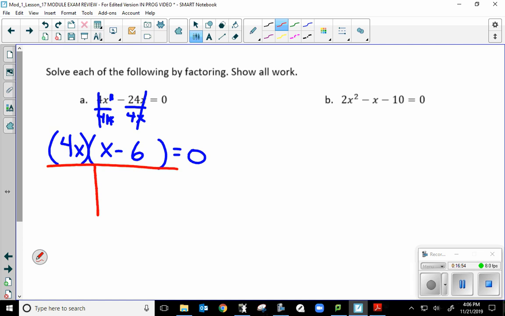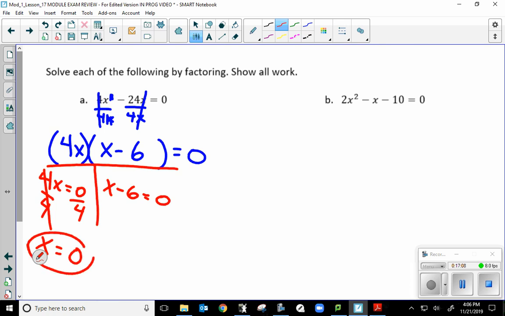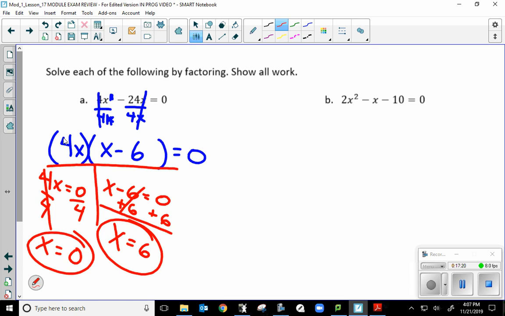Okay, I'm just going to solve each one of these. T-bone this. I say if 4x equals 0 and x minus 6 equals 0, I just solve each one of these for x. Divide this by 4, bye-bye. 0 divided by anything is 0. That's one of our answers. Okay, I add 6 to both sides. Bye-bye. X equals 6. Boom. There you go. Done and done. Simple stuff. After completing the square, after doing that directrix and focus and vertex stuff, this is a cakewalk.